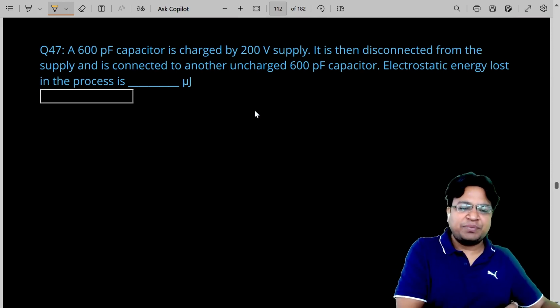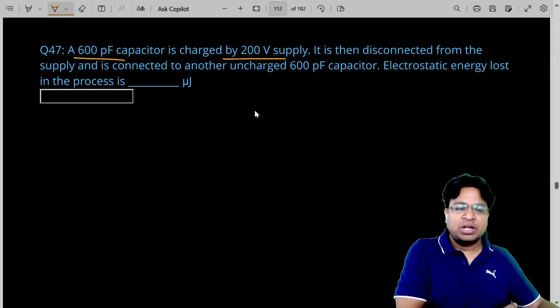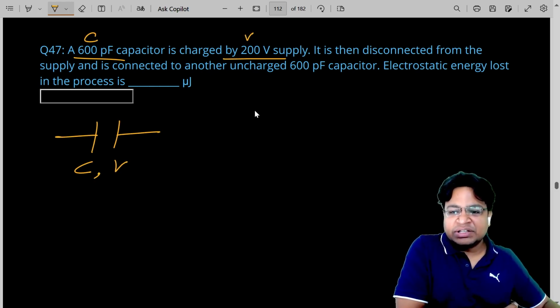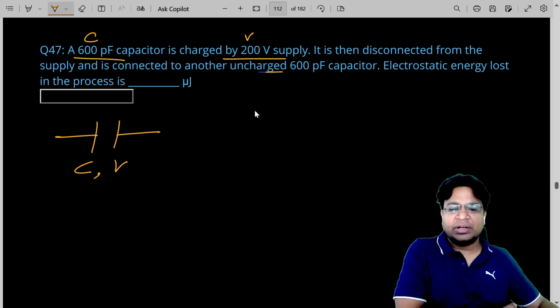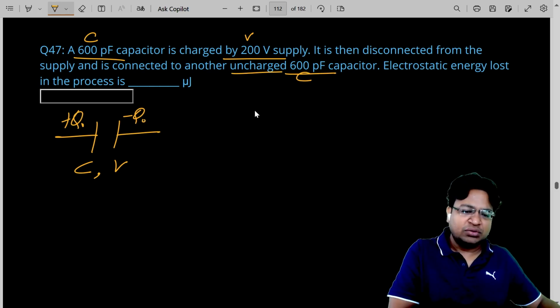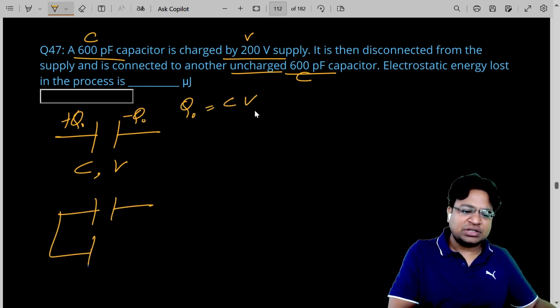It says a 600 picofarad capacitor is charged by 200 volts. So we had a capacitor which has a capacitance C and we charged it with a potential, so this is C, this is V. It is then disconnected from the supply and connected to another uncharged 600 picofarad capacitor. So basically it acquired some charge, let's say Q naught, and we know that the value of Q naught would be CV. And then we connected this capacitor with an uncharged identical capacitor.